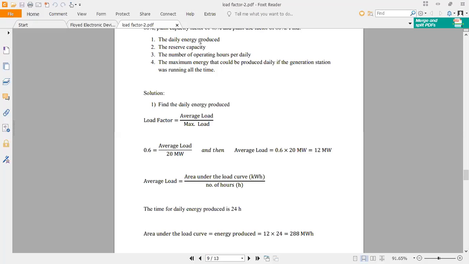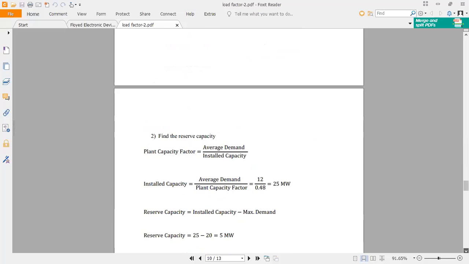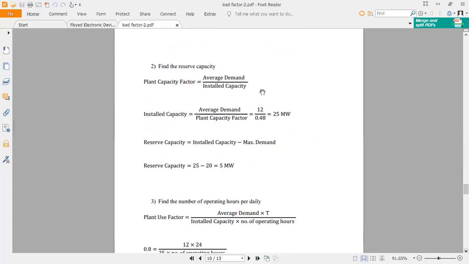The daily energy produced, part 1, is found here. This is assignment 2, question number 2, and we solved its part 1. Moving towards part 2.